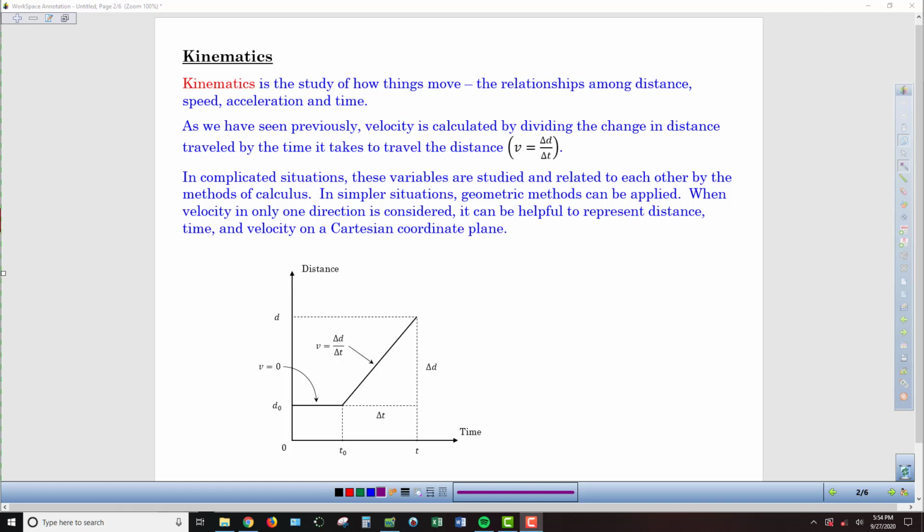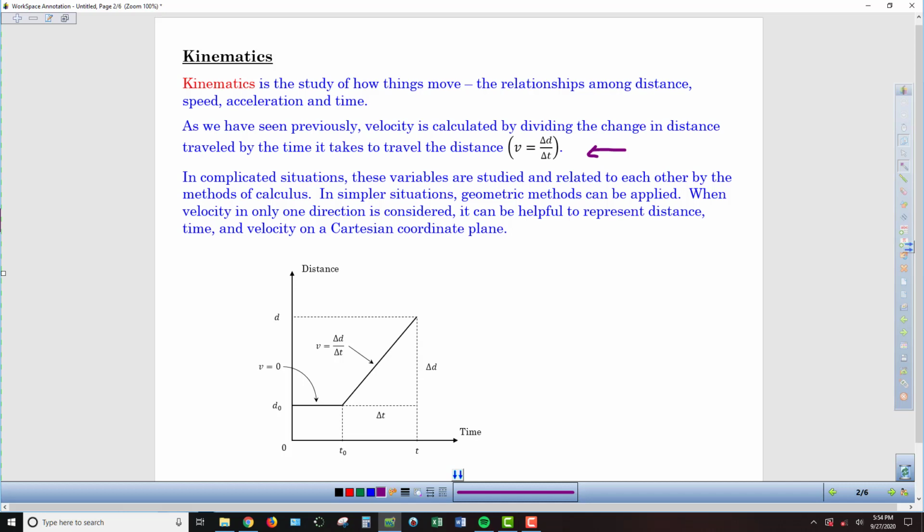Kinematics is the study of objects that are in motion. It's analyzing the relationships between the distance something travels, the rate at which it's traveling, the acceleration, and time. And so we've seen previously that velocity is calculated by tracking the change in distance divided by the change in time. So we can find that average velocity over some given interval.